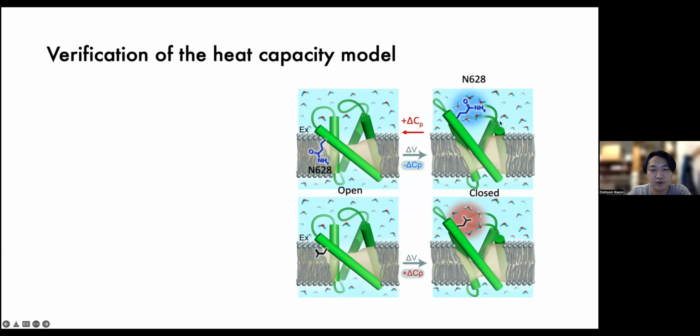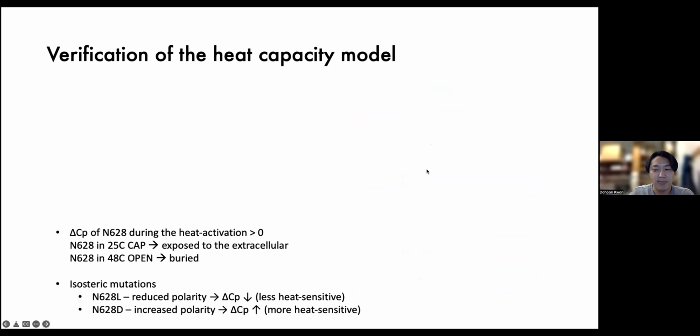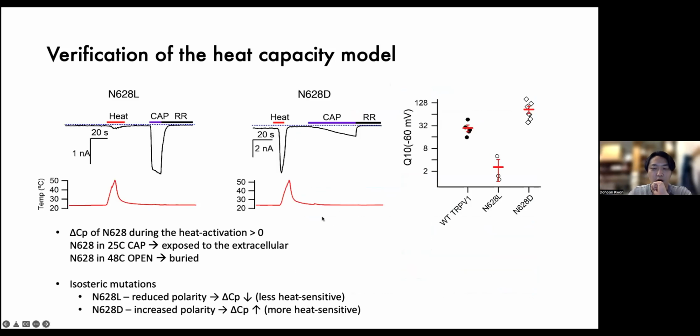You can see here the closed state is exposed to the extracellular side, to the solvent, and in this open state, this is buried. So according to this theoretical model, delta Cp would decrease if this residue, the N628, changes to a less polar residue, such as leucine, and the channel could be less heat sensitive. So we introduced the isosteric mutations because we wanted to check only the hydrophobic effect, the N2D and N2L.